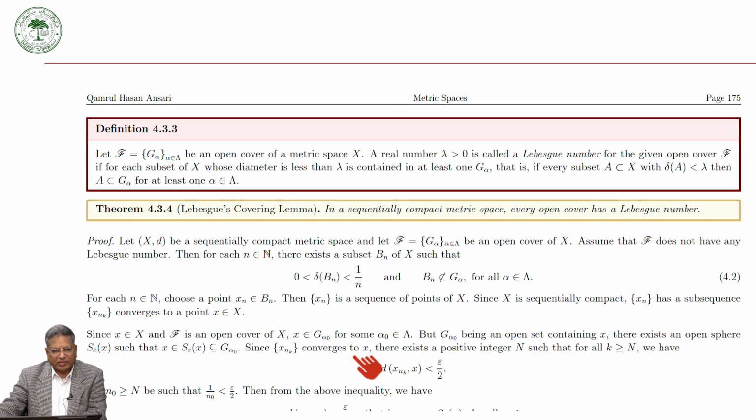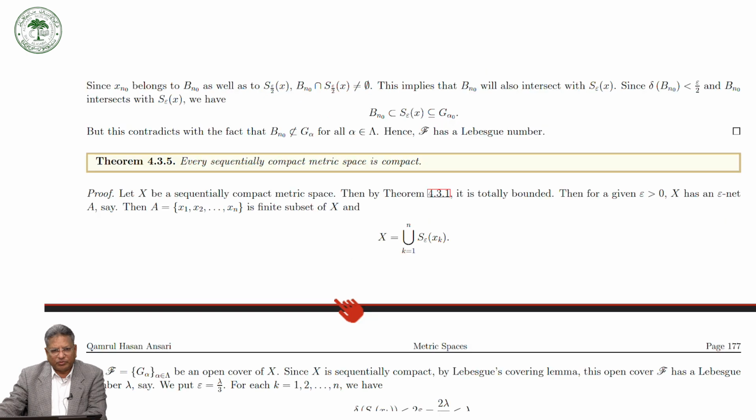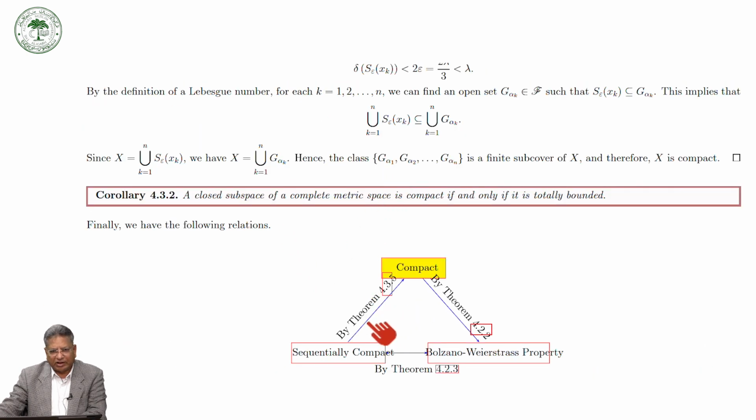This we have proved, and finally we proved that every sequentially compact metric space is compact. So we had this kind of result which says that sequential compactness implies compactness by using this theorem, and compactness implies the Bolzano-Weierstrass property, and sequential compactness is equivalent to the Bolzano-Weierstrass property. This we have seen in our previous talk. Okay, so let us see some MCQs.